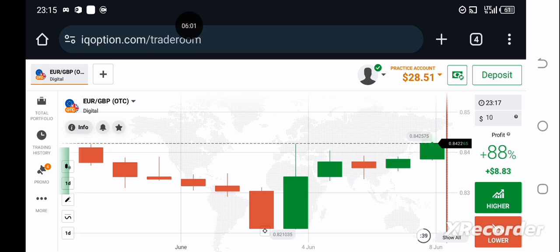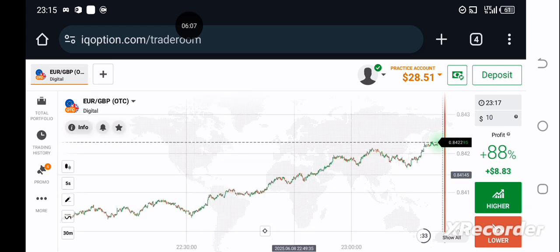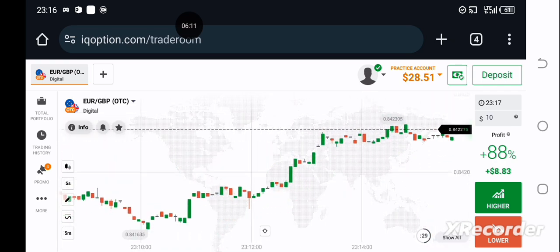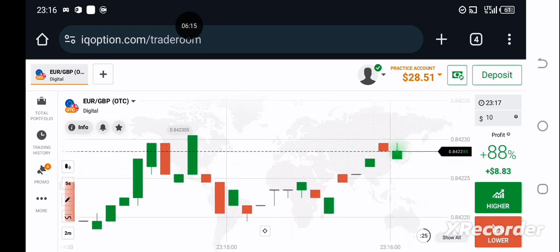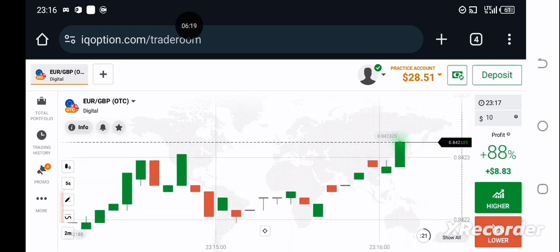Okay, let me change it to 5 seconds. I think that is the least here. But on TradingView, you can get up to 1 second, if I'm not mistaken, when you have a premium account with them. Okay, so this is 5 seconds. Everything you are seeing now is forming within a space of 5 seconds. You can see how fast it is moving.